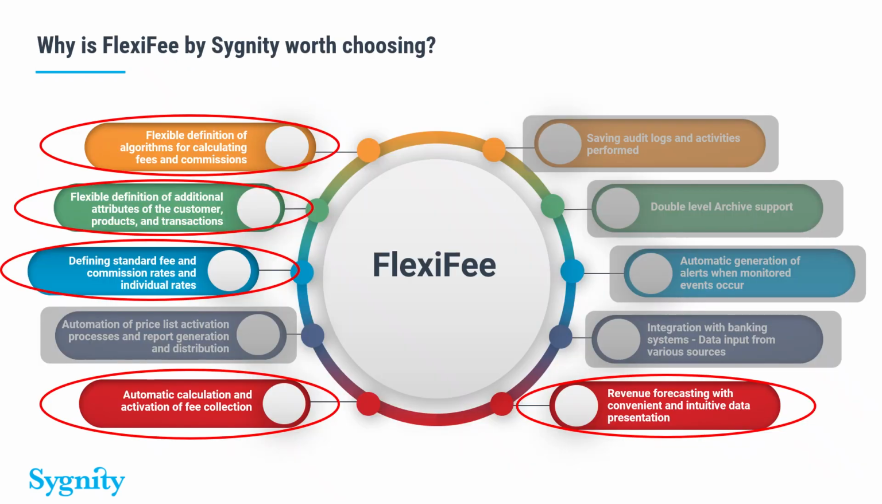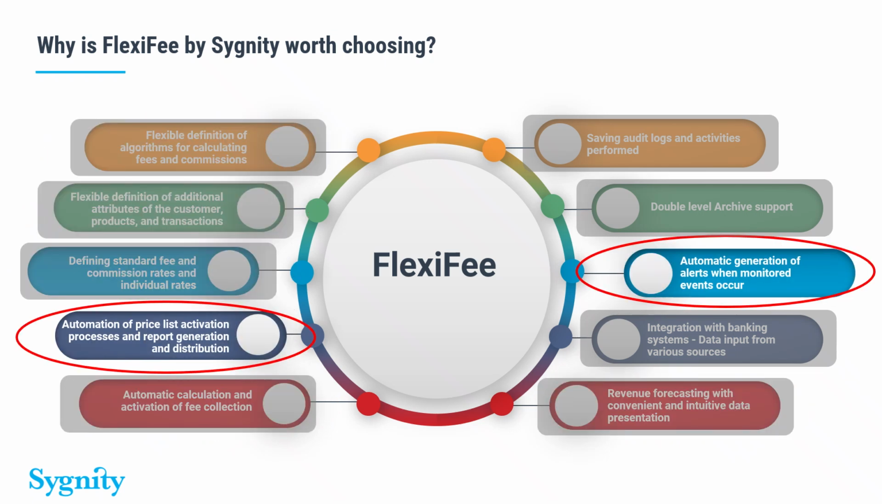To sum up, the system has elements that allow you to define algorithms, but also allow you to define the attributes that these algorithms will use. These are attributes related to the customer, the product, or transactions performed by the customer. In addition to the fact that all fee calculation processes are performed automatically, the system allows you to define schedules that trigger the execution of these processes.